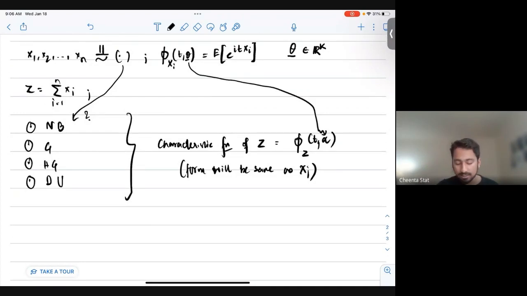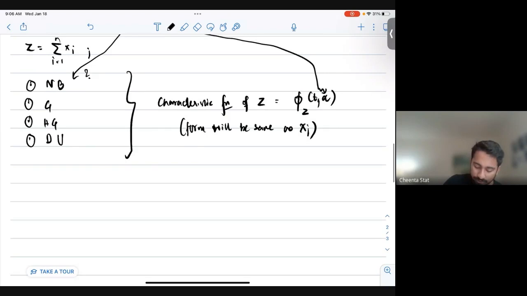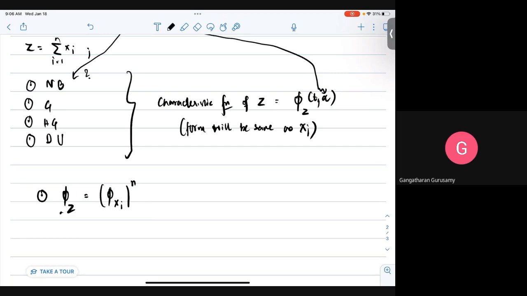Of course, you can find out phi of Z. The phi of Z will be nothing but phi of Xi whole to the power n. Did you get that, guys? All of you got that? Do you need me to explain why this is true? Anyone who doesn't know this?